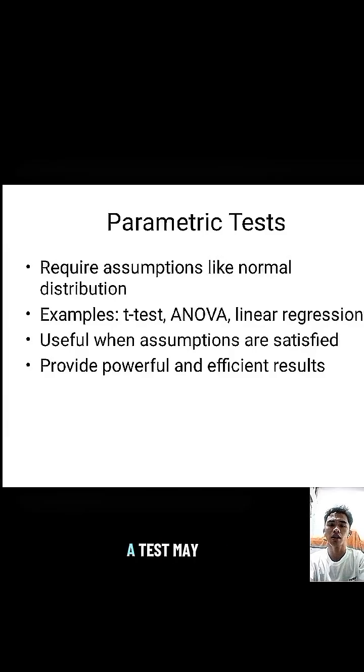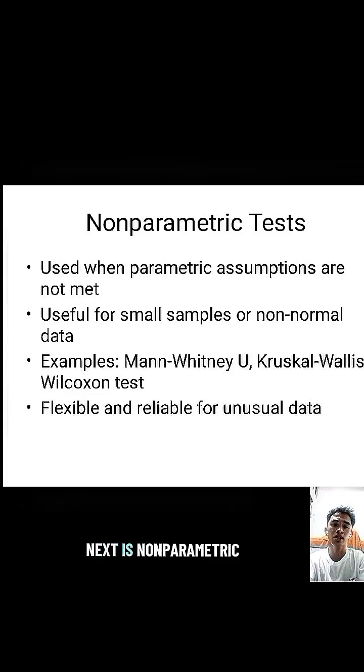Example, a test may be used to compare the average height of boys and girls in class. Next is non-parametric test. Non-parametric tests are used when the assumptions of parametric tests are not satisfied. These tests are useful for small sample size, ordinal data, or data that is not normally distributed.